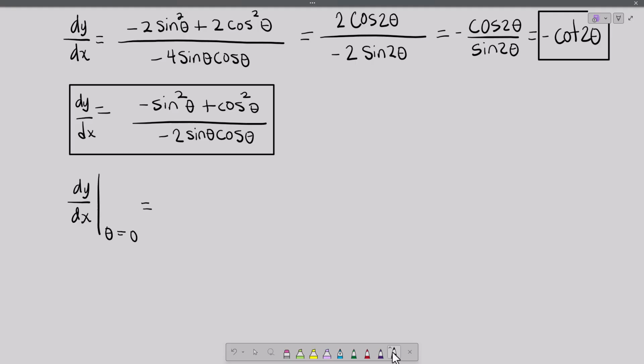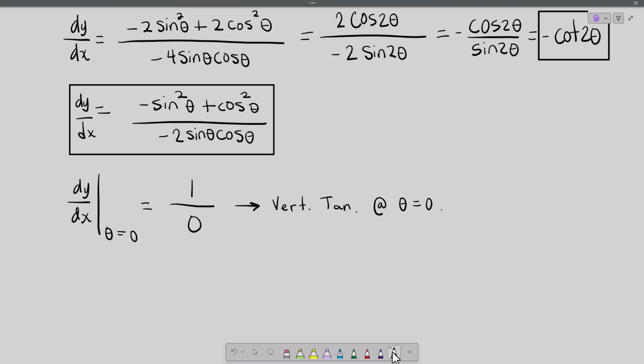So if we plug in 0, sine of 0 is 0, cosine of 0 is 1, so we get 1 divided by 0. What does that mean in terms of the graph, in terms of the tangent line? So the slope is undefined, which means the tangent line is vertical, because a vertical line is the type of line that has an undefined slope. So this means a vertical tangent. So that's undefined, so we have a vertical tangent at theta equals 0.